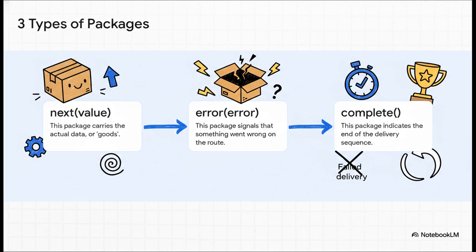And get this, there are only 3 kinds of packages in this entire system. That's it. First, you've got your next package. That's your standard delivery. It's got the goods inside. Then there's the error package. Think of this as the, oops, something went wrong with the delivery notice. And finally, the complete package. This one's simple. It just says, all done, no more packages are coming.